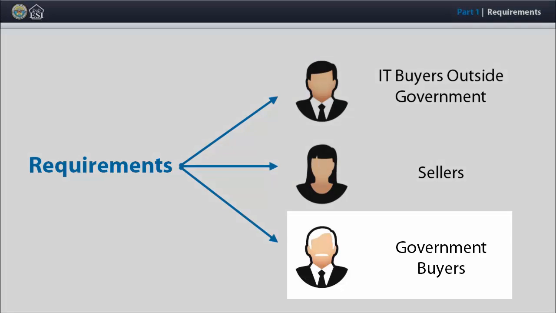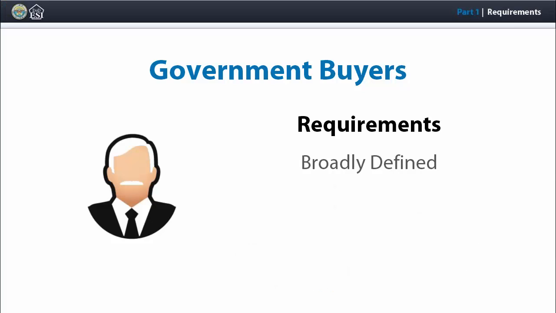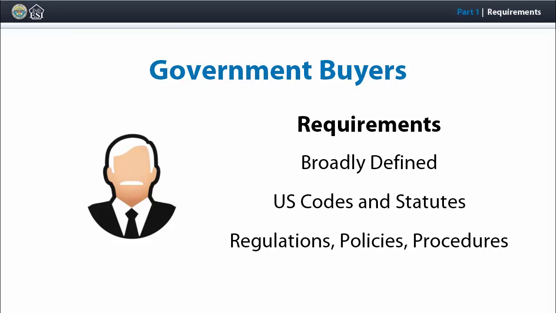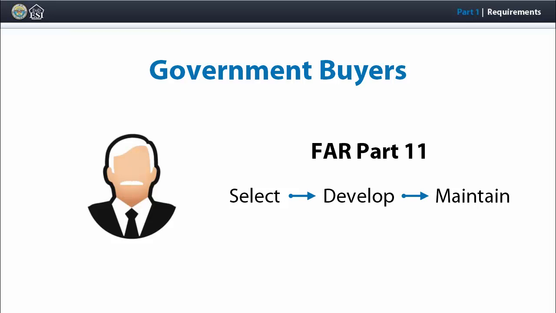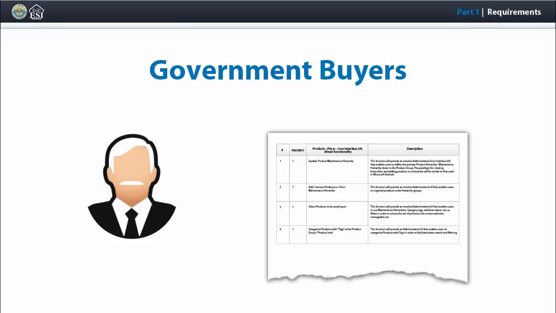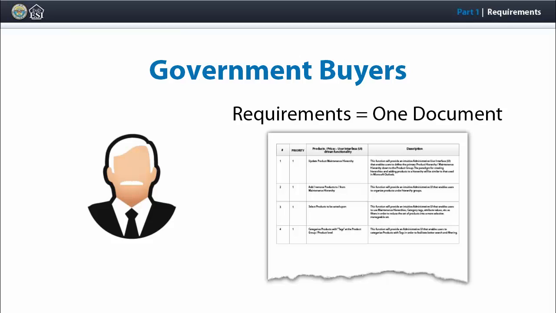must meet. For most government buyers, requirements is a broad term that encompasses the various United States codes and statutes, regulations, policies, and procedures that might apply to their acquisition. Government buyers look to the Federal Acquisition Regulation, or FAR Part 11, describing agencies' needs, in order to select, develop, and maintain requirements documents throughout the life cycle of the acquisition. For the purpose of this tutorial, we will confine our requirements definition to the use of one document to capture all of a customer's needs.